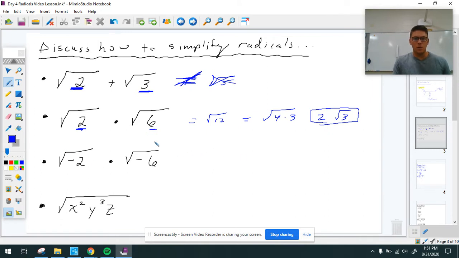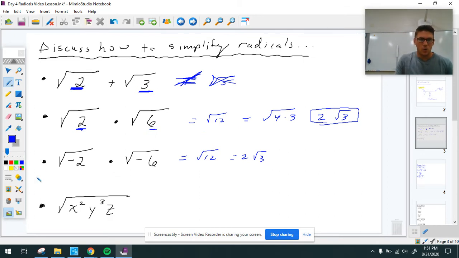In this next one, what is trying to be pointed out is that if we're going to use our multiplication property, the square root of negative 2 times negative 6 is the square root of 12, which would be 2 square root of 3 as well. But if you type this into your calculator, you will not get that same exact answer.